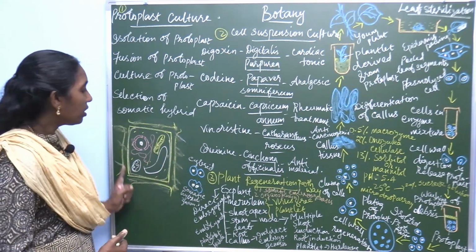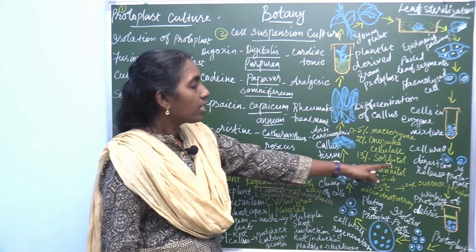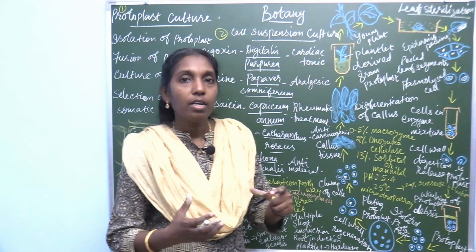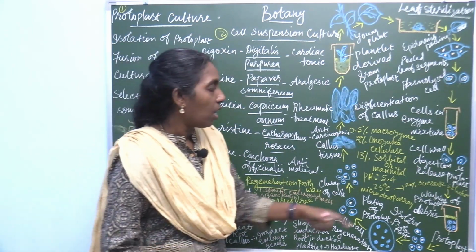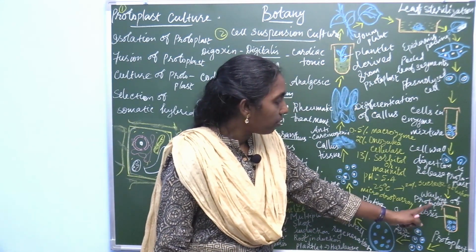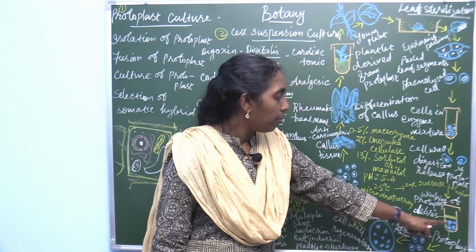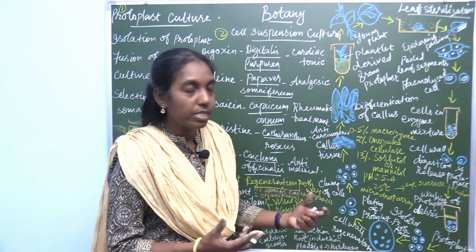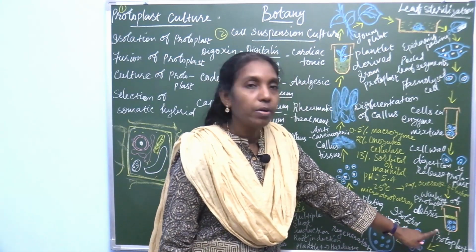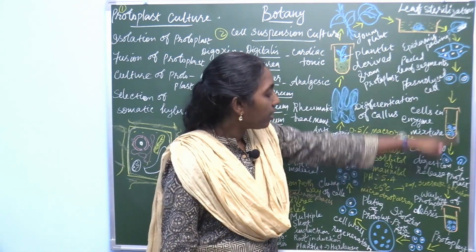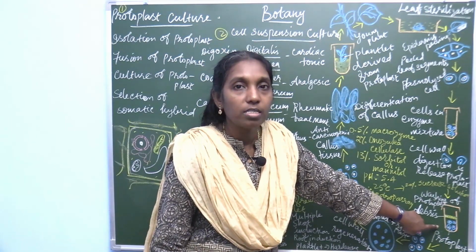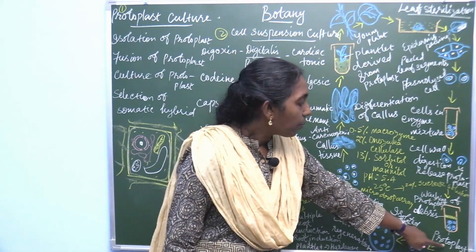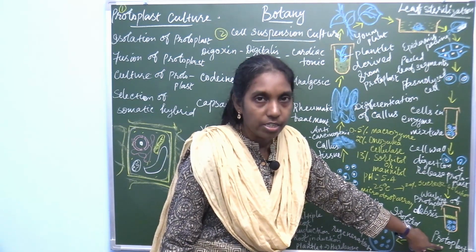To remove this cell wall, there is again cell wall digestion by centrifugation. When you allow it to centrifuge, the debris can be washed out along with the protoplast. The cell wall comes out as debris and the pure protoplast can be isolated. So the steps involved here are isolation. After centrifugation, the pure protoplast can be isolated.